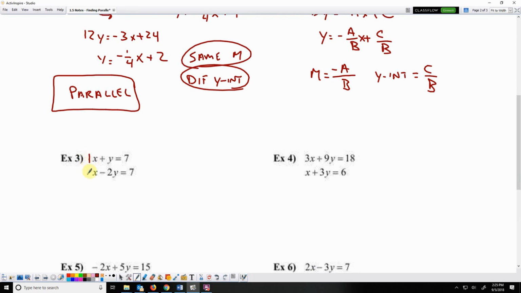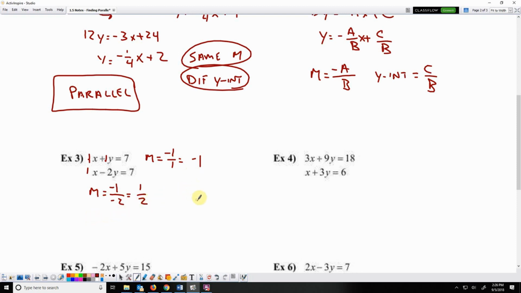In the first line, a is 1 and b is 1. The slope is the opposite of 1 over 1, opposite of a over b. So the slope is negative 1 for the first line. For the second line, we have an a of 1. Opposite of a is negative 1, and b is negative 2, so the slope is positive 1 over 2.